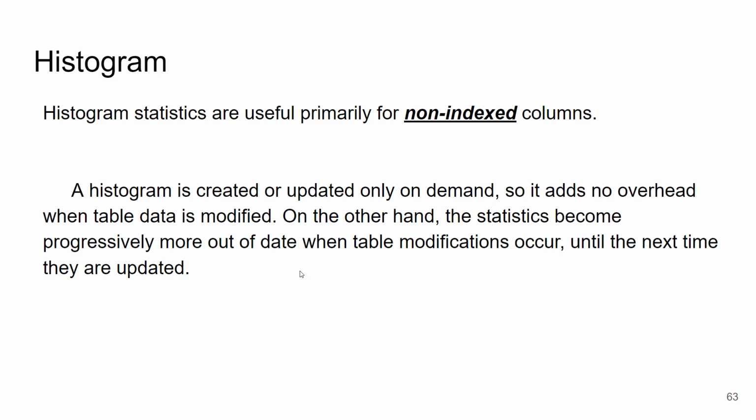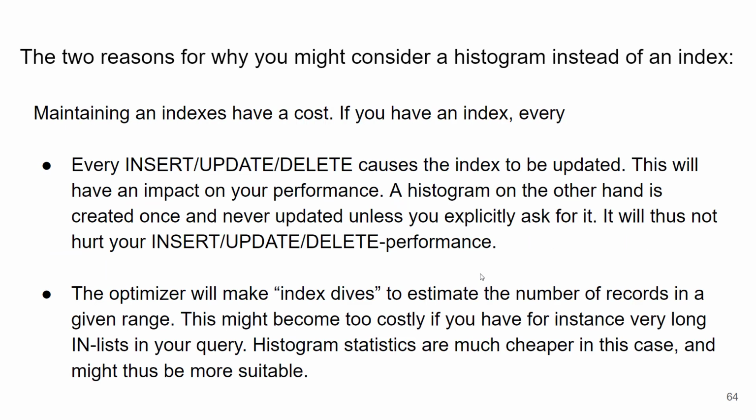Now, a histogram is created and or updated only when you decide to do so. There's no regular process that runs that, although you could automate it if you want with a cron script or an event. So when you do that, there's no continuing overhead when the data is modified. Now, as the data gets changed, it kind of gets out of date. So if your data is really churning and burning, might not be a good choice for a histogram.